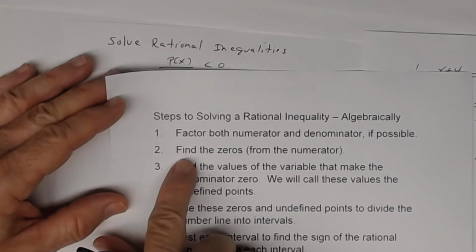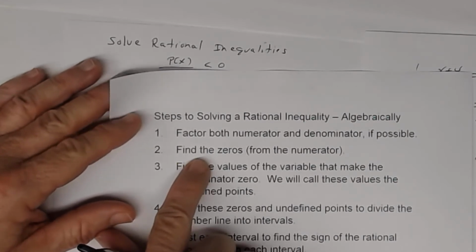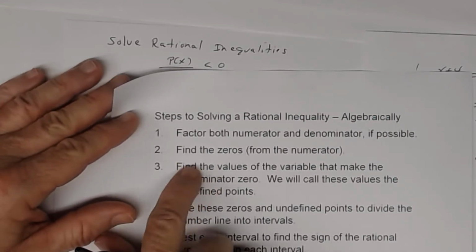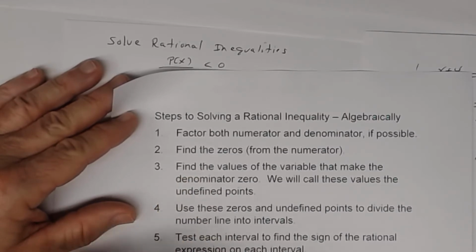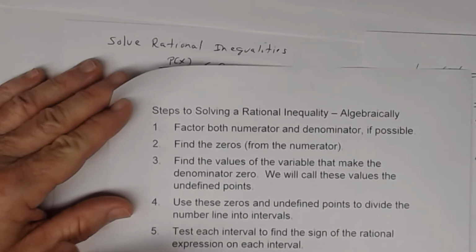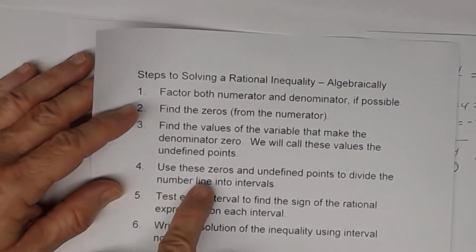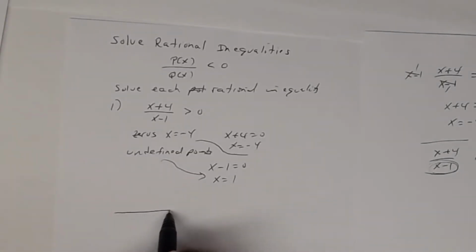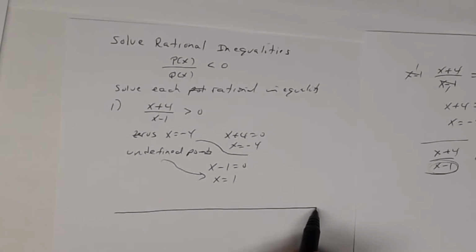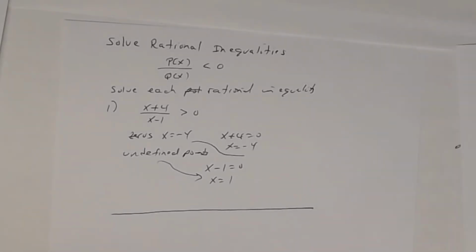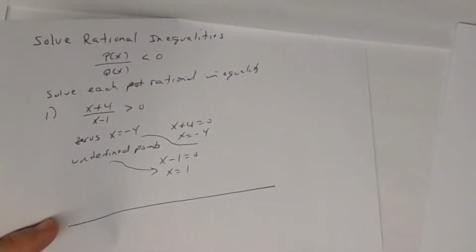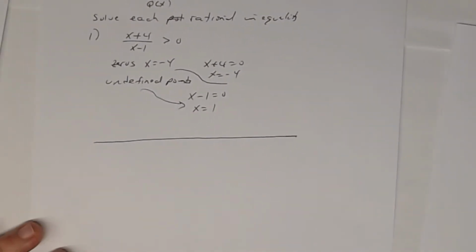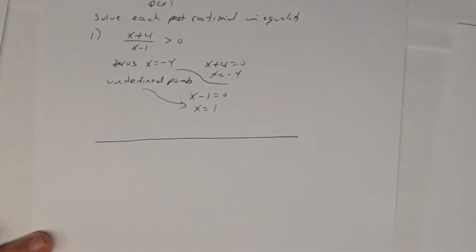So let's kind of review this. Step 1, to find the zeros, you just set the numerator equal to 0. To find where the undefined points are, you set the denominator equal to 0. Okay? All right, now the next thing you're going to do is put these zeros and undefined points on the number line. And the rest is very simple, because it imitates the process that you did for the polynomial inequalities.